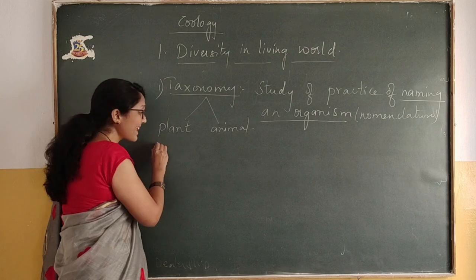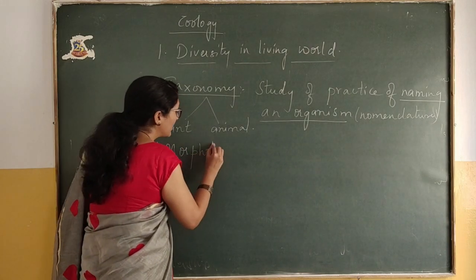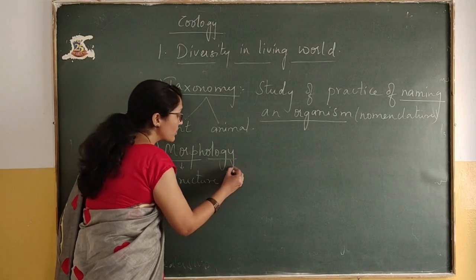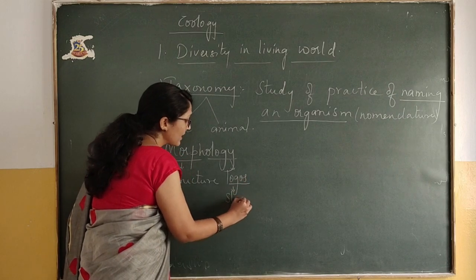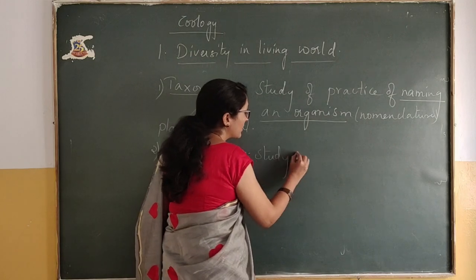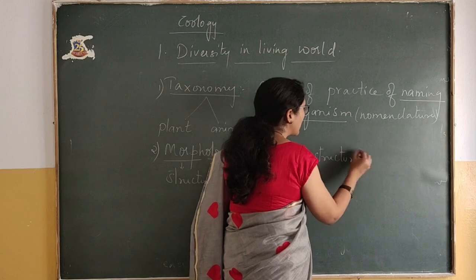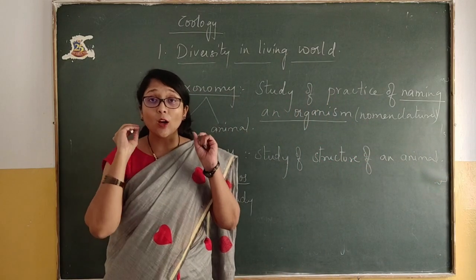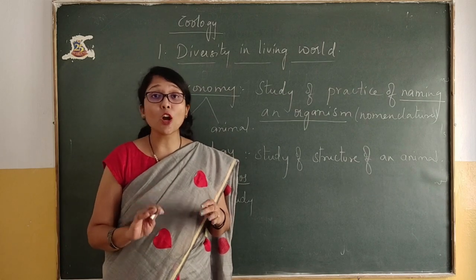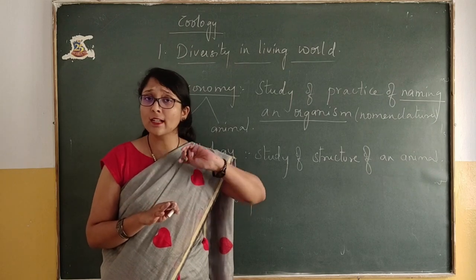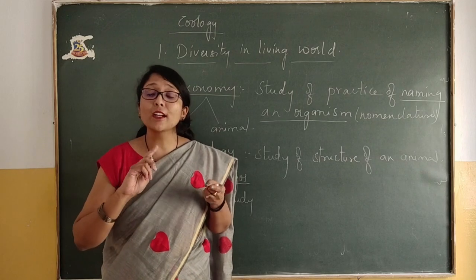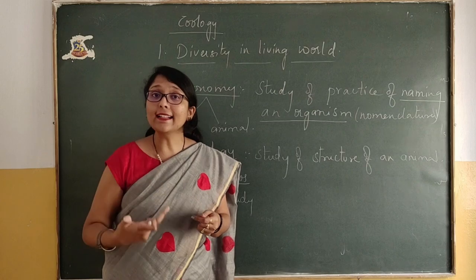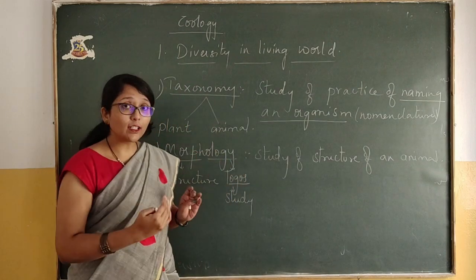This is the first branch. Then the second sub branch is morphology. Morpho means structure, and logy or logos means study. So the study of structure of an animal is called morphology. The external structure is completely different from the internal structure, so it may be confusing to study all of them together. Hence morphology is further divided into two sub branches.